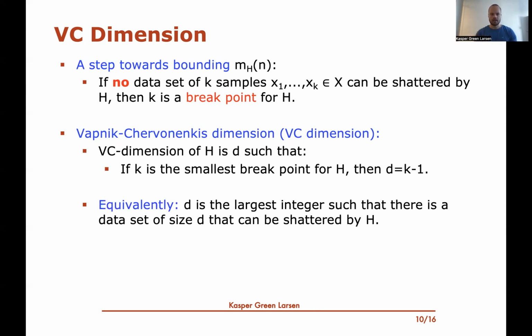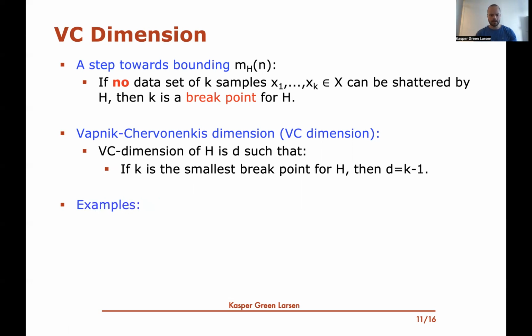So this means that D plus 1 would be a breakpoint, because D is the largest integer where you can shatter a data set. At D plus 1, you cannot shatter any data set at all. So D plus 1 must be a breakpoint. D is the largest place where you don't have a breakpoint. Okay, so that's the VC dimension. It's the largest integer such that you can find a data set of size D that you can shatter using the hypothesis set H. That's the VC dimension.